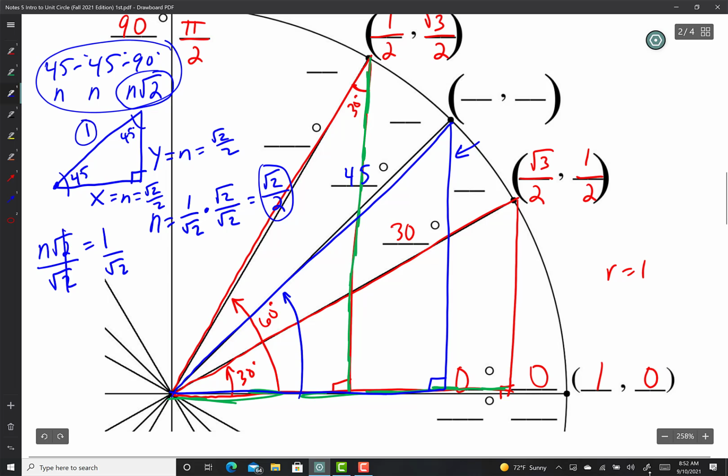How do you feel? So come over here, write square root of 2 over 2, square root of 2 over 2.